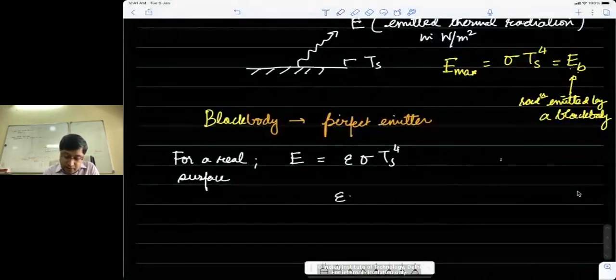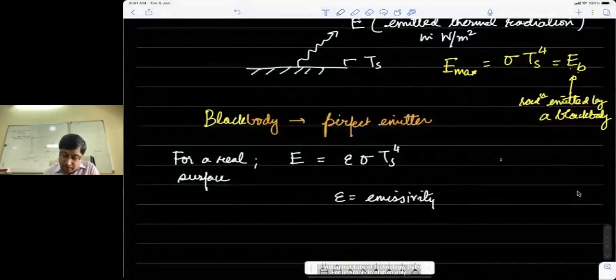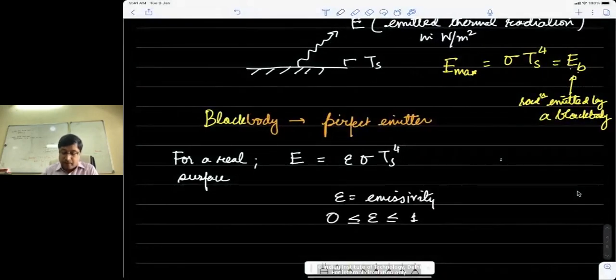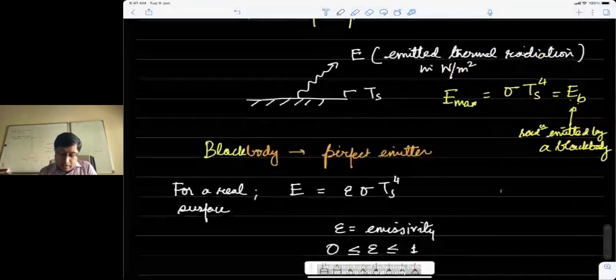Epsilon here is what we call emissivity, which is a value between 0 and 1. Emissivity denotes how efficiently a surface emits radiation relative to a black body. Okay, so that is emitted radiation from a surface.